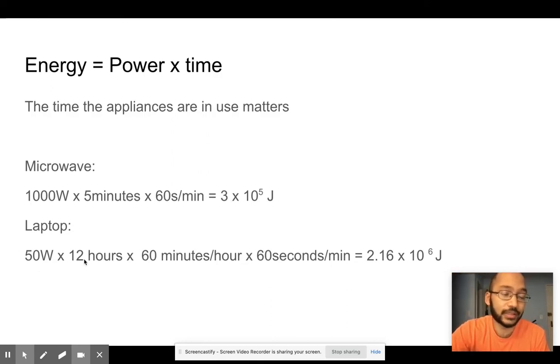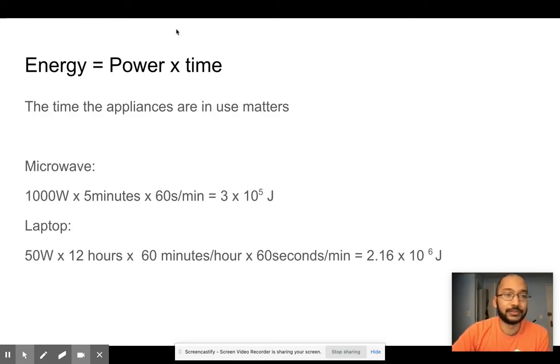And my laptop, if I use it for roughly 12 hours a day, or if it's basically being charged for at least 12 hours a day, then it's using about 2 million joules. So you can see that this number is getting pretty big. A joule is a really small amount. And if you look at your electric bill, you'll see that you're billed not in units of joules, but in units of kilowatt hours.